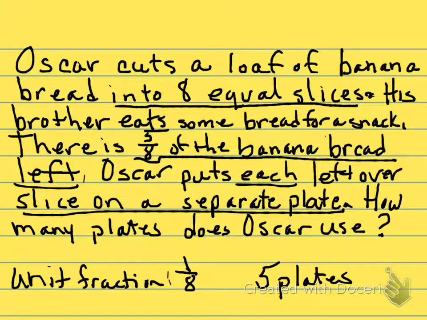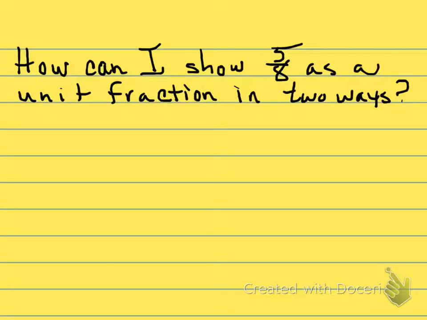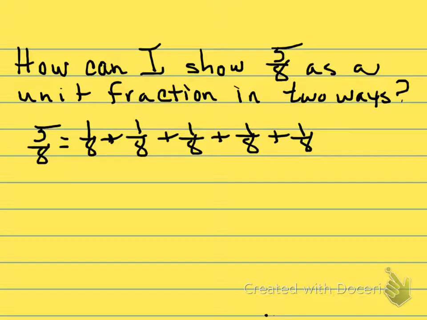Now, let's go back in and figure out how we're going to show this using whole numbers and fractions. And we're going to do it in 2 different ways. So the first question I'm going to say is, how can I show 5/8 as a unit fraction in 2 ways? Well, let's take a look at the first way. I can write 5/8 as a repeated addition sentence. 5/8 equals 1/8 plus 1/8 plus 1/8 plus 1/8 plus 1/8. All of my numerators are 1. All of my denominators are 8. So 5/8 equals 1/8 plus 1/8 plus 1/8 plus 1/8 plus 1/8 in repeated addition.